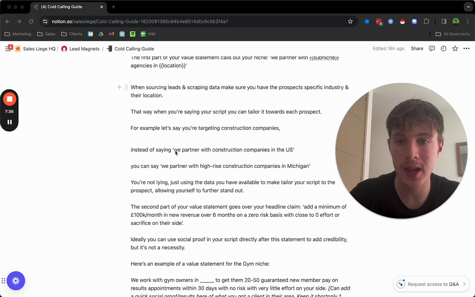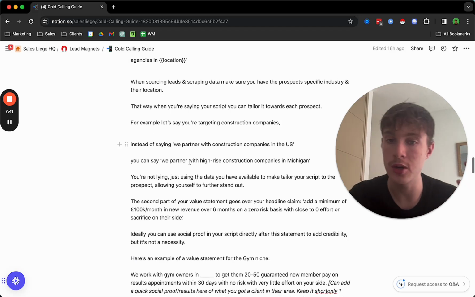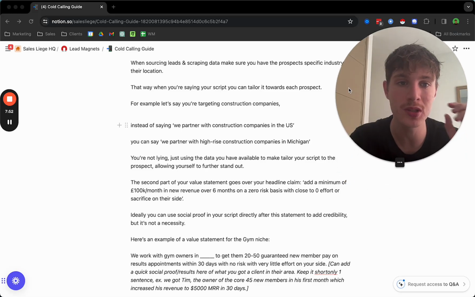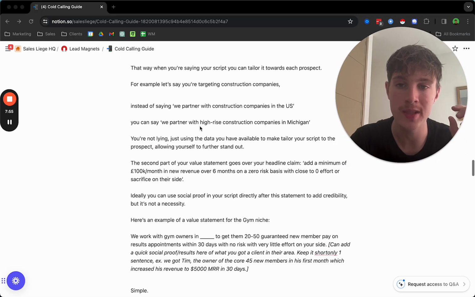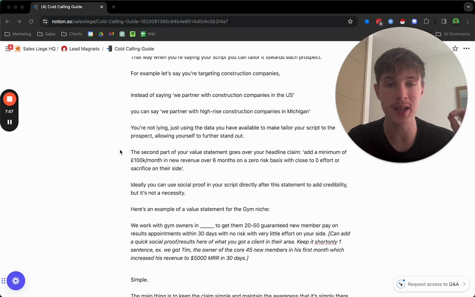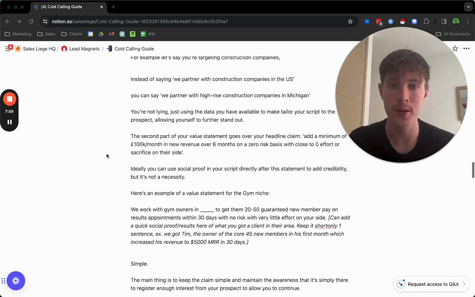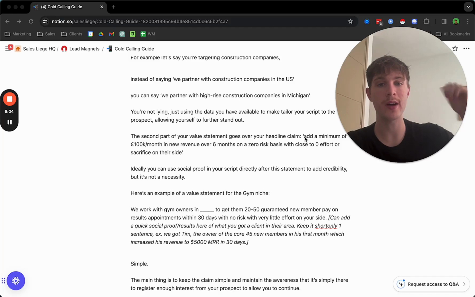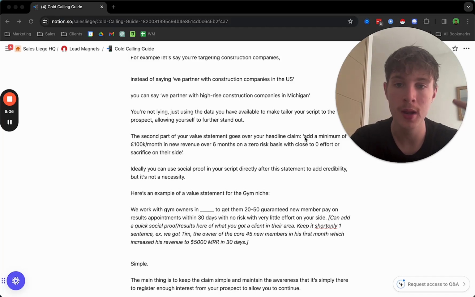So instead of saying in your script, "we partner with construction companies in the US," if in your data source you know that they're a high-rise construction company and they're in Michigan, why not change the start of your value statement to say something more tailored, which calls the prospect out and is a lot more specific to them. So you're just using the data available to you to tailor that script. The second part is essentially just talking about the effort and sacrifice, talking about their dream outcome, and talking about the time that's going to take them to get the result.